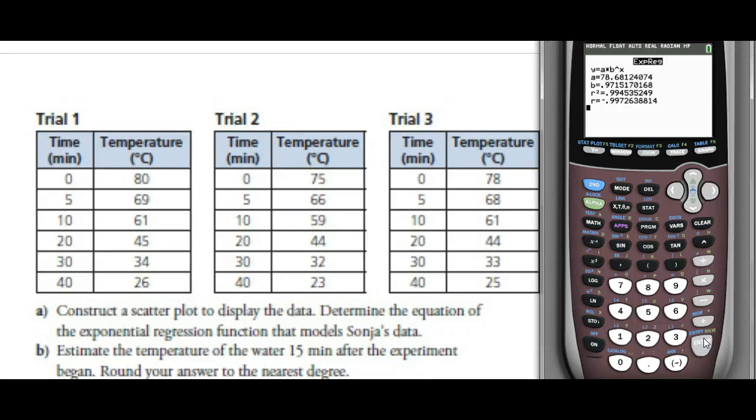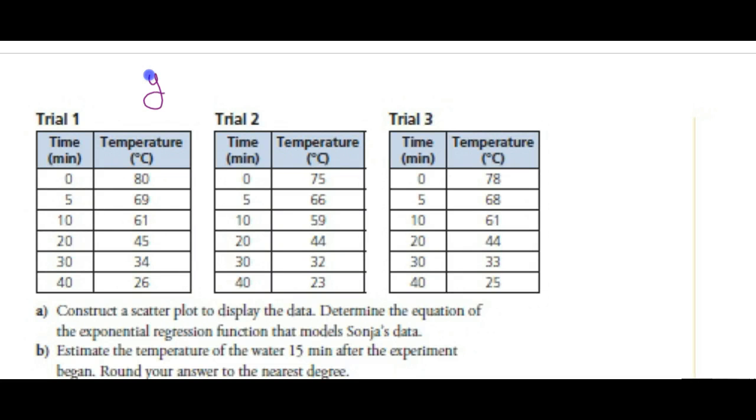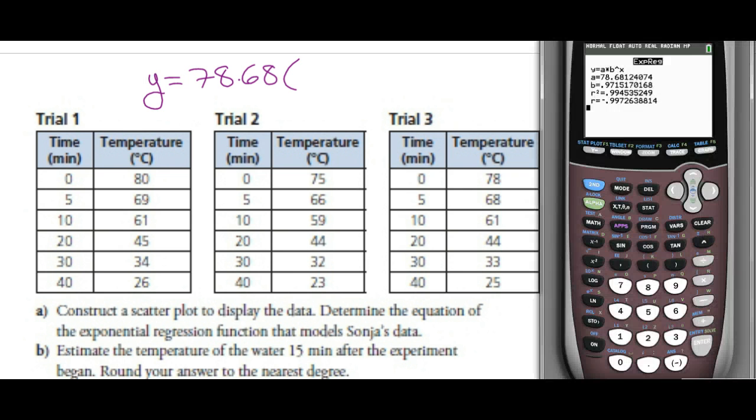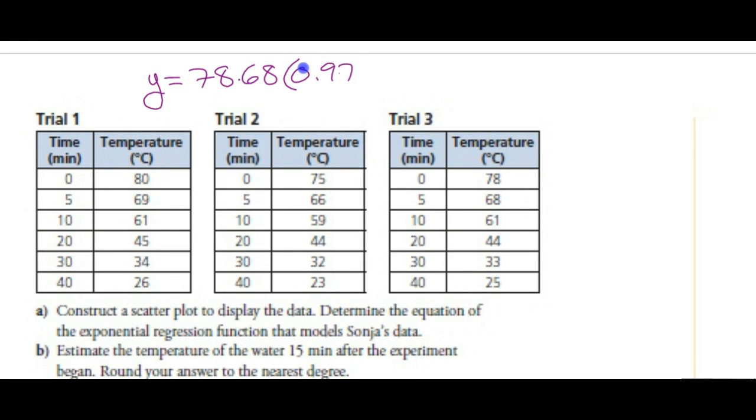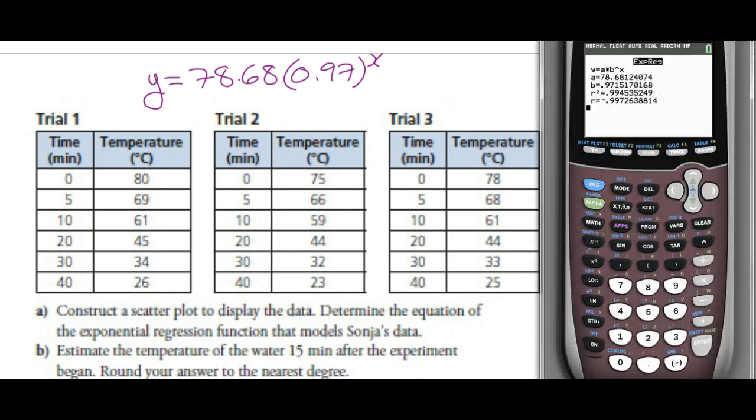So it's y equals 78, let's go to 2 decimals, y equals 78.68, bracket, 0.97 to the x. And let's hit graph. So it'll draw the curve. Decent curve. Going nicely through about the middle of the blocks, or it's definitely hitting all of the blocks there.